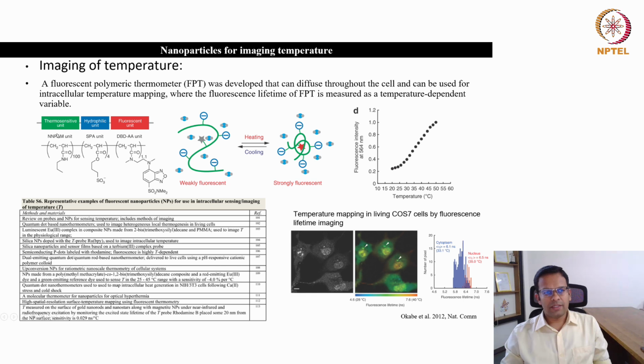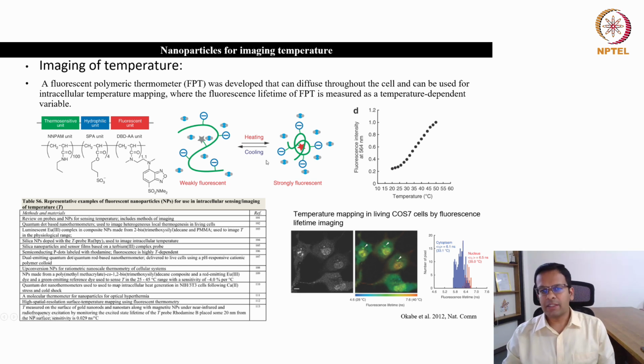See, this thermometer contains three elements: thermosensitive unit, hydrophilic unit, and the fluorescent unit. Under the cold condition, it gives weak fluorescence, but upon heating, the three-dimensional structure of this changes, and it gives this fluorescent dye some fluorescence. So this is a strongly fluorescent molecule at high temperature, but again upon cooling, it can go back to this open conformation, which is weakly fluorescent.